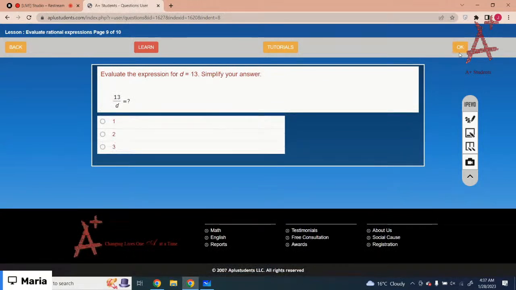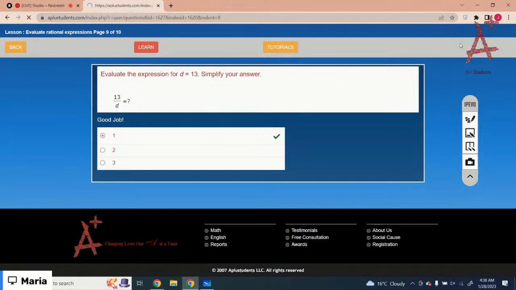Evaluate the expression for d equals 13. You have to replace the variable d with 13. So it would be 13 over 13, and 13 over 13 equals 1. So the correct option is 13 over 13 and that would be 1. Got it?